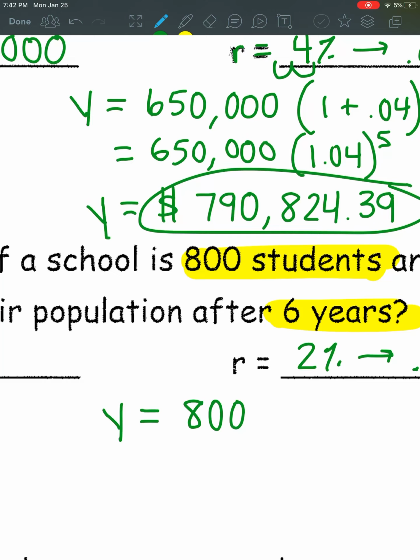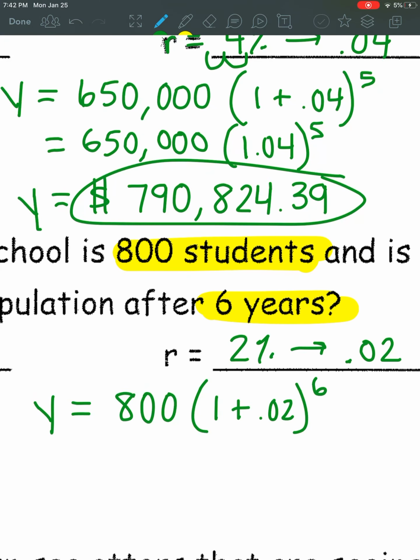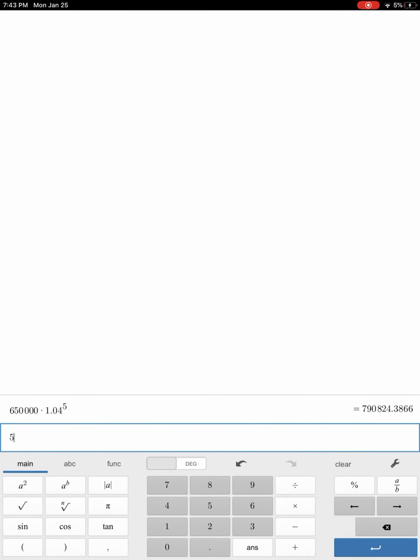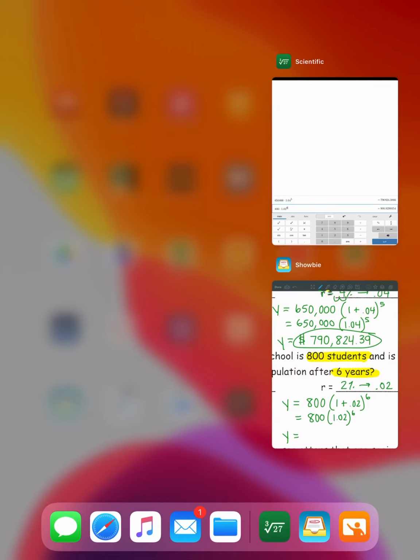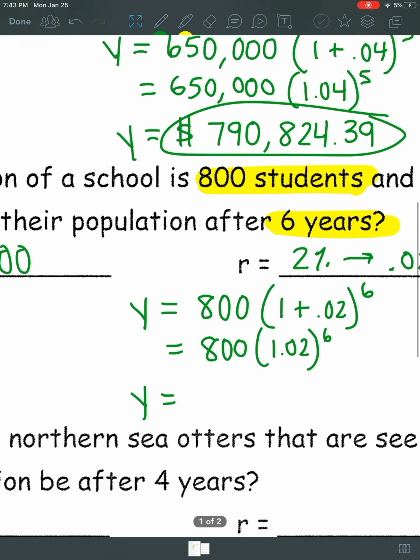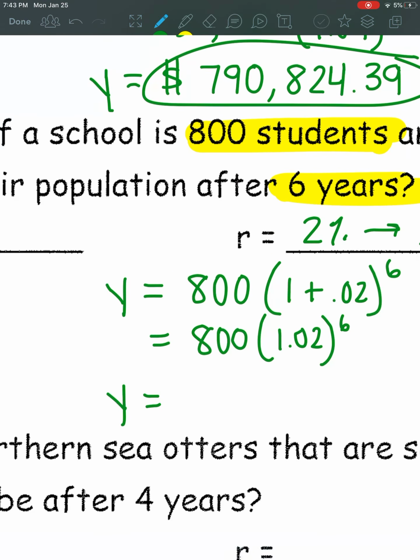So again, let's plug in our values. So this time the initial value is 800. And then we'll do 1 plus our percent, 0.02. And all of that raised to the 6th power. So this will be 1.02. And then again, we could plug this into our calculator from here. So 800 times 1.02 raised to the 6th power, we get 900.9 people or students.